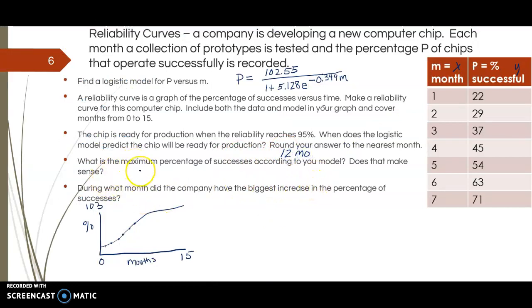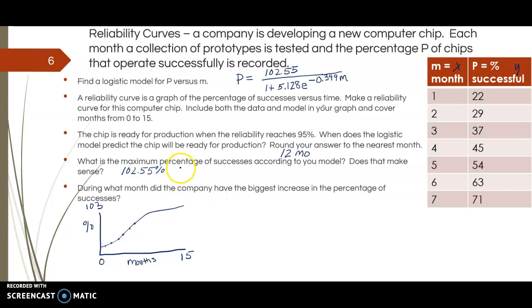Next question, what is the maximum percentage of success according to your model? Does that make any sense? So according to our model, the maximum, this limiting value, is the K value in our model, which is on top of the fraction. So our maximum is 102.55%.